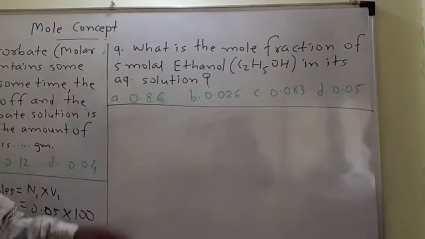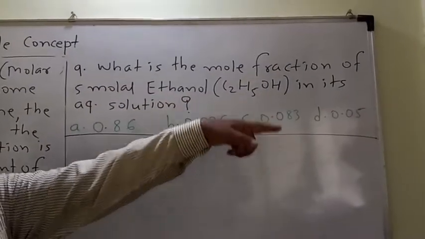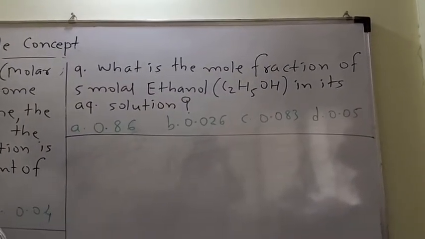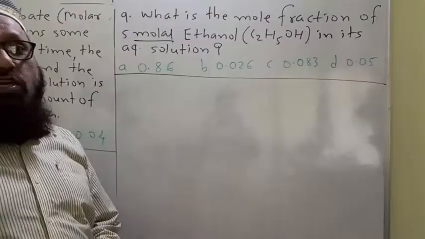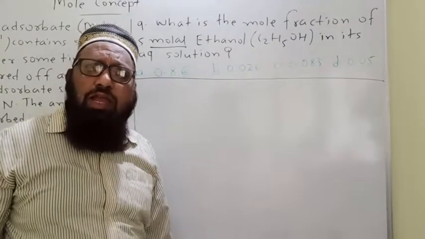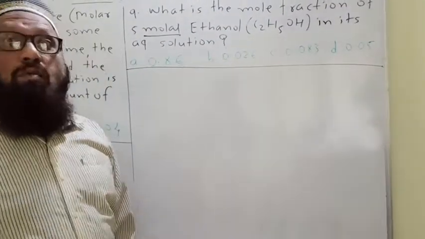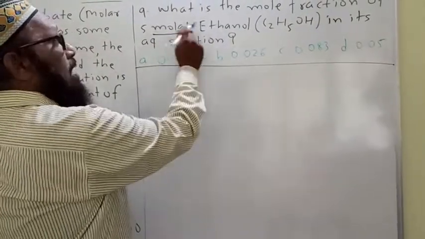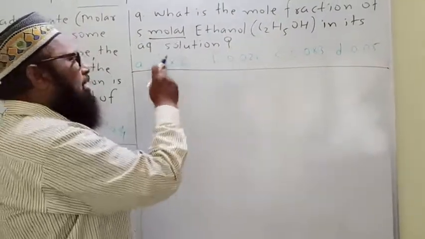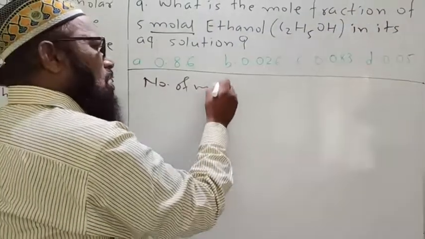Question 9. What is the mole fraction of a 5 molal ethanol, C2H5OH, in its aqueous solution? Here molal means molality is given. What is the definition of molality? Number of moles per kilogram of weight of the solvent. 5 molal means 5 molal ethanol in its aqueous solution. Aqueous means water.